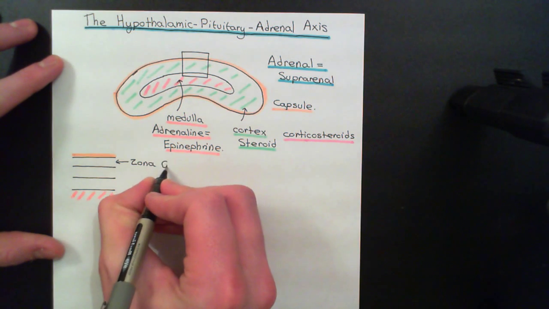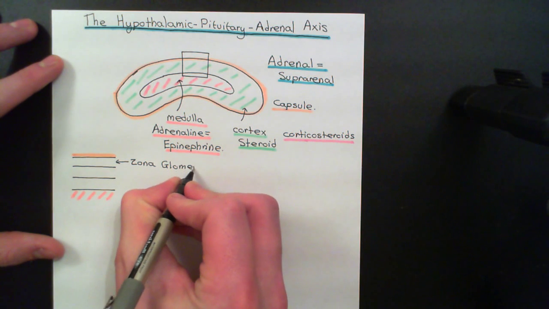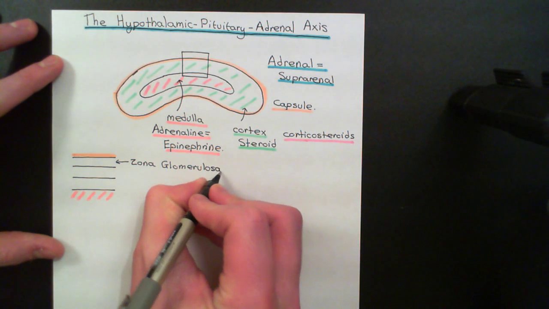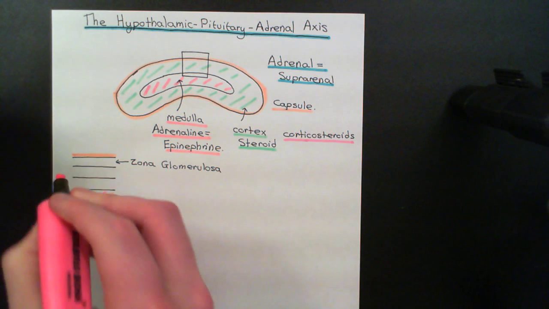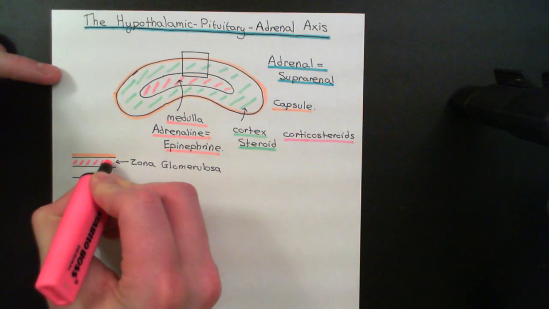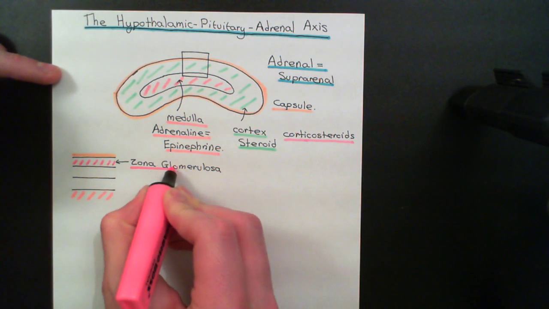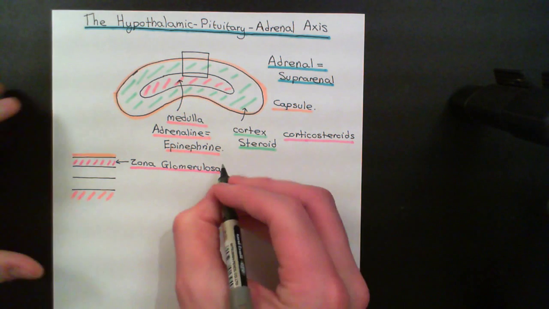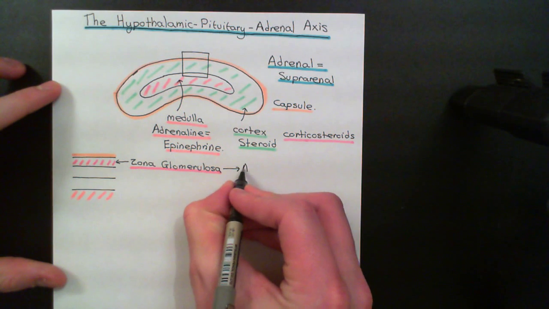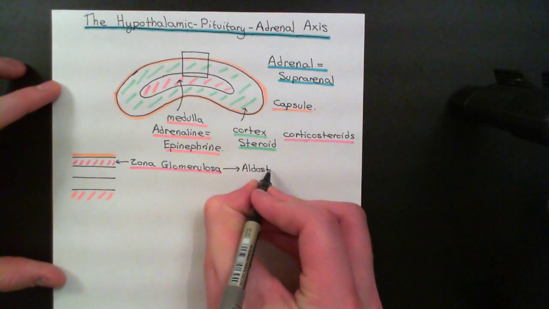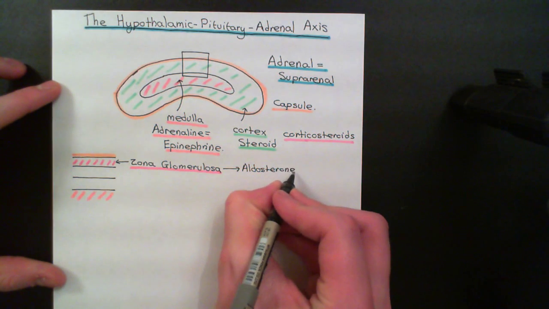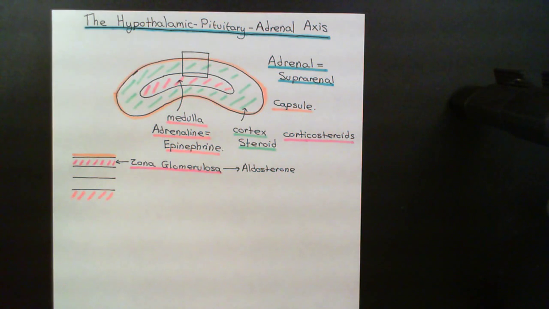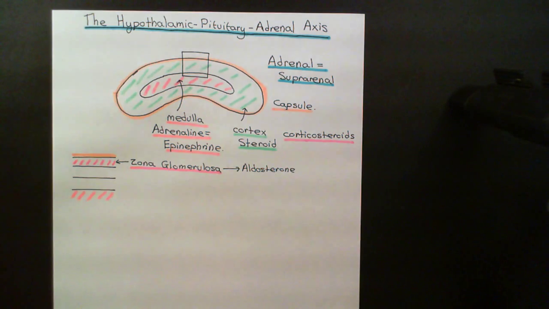So the first one is zona glomerulosa. So they're all given very big, pretentious names. So this is zona glomerulosa, this top there, and I'll colour zona glomerulosa in pink. And the cells of zona glomerulosa are involved in producing the corticosteroid aldosterone, which is very important in causing the increased absorption of salt and therefore water in the nephrons of the kidney. So it's important in retaining fluid volume.